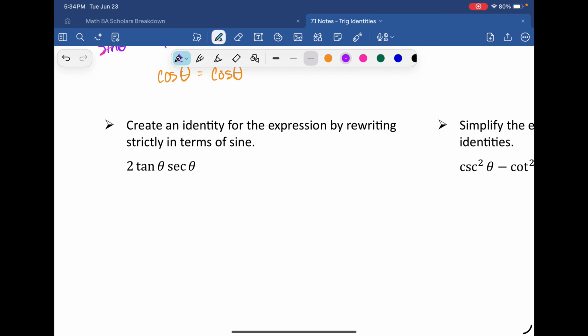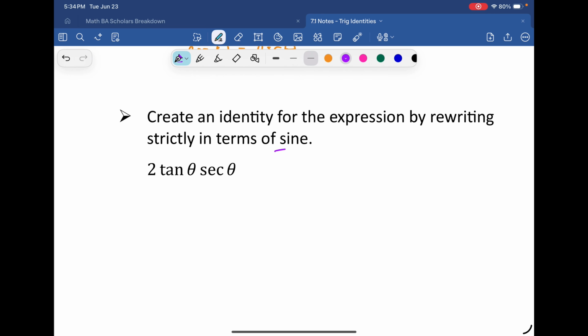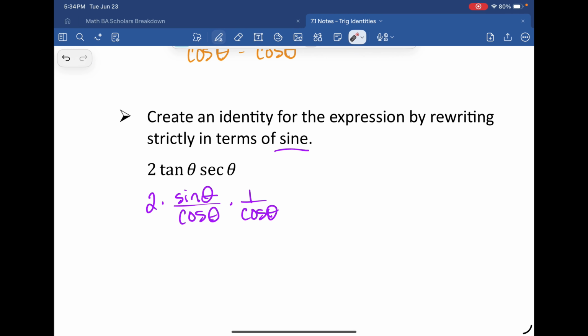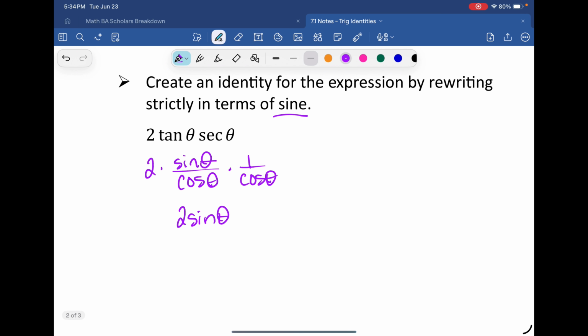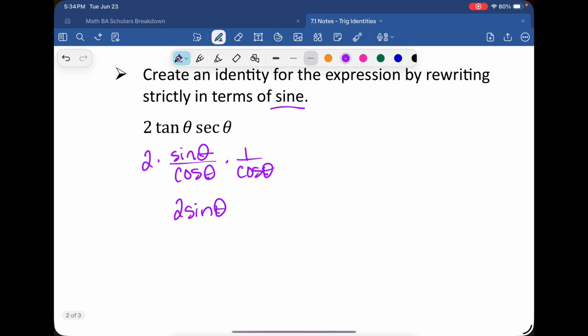Okay, so on this example, they literally just want you to simplify it as far as you can get it. See if you can change it to just one function. So tangent, and in this one it says specifically sine. So tangent is sine over cosine, secant is 1 over cosine. And so that can't cancel anything because these two are side by side. So I'm going to multiply the 2, the sine, and the 1. So that's 2 sine, and then across the bottom, cosine squared.